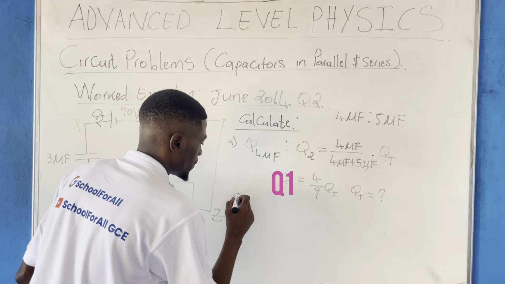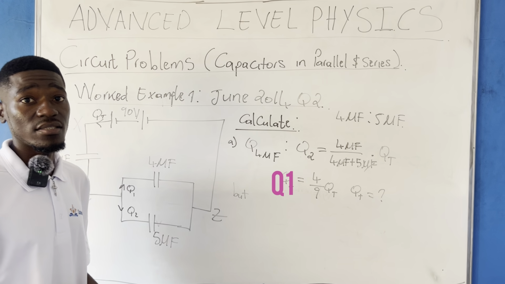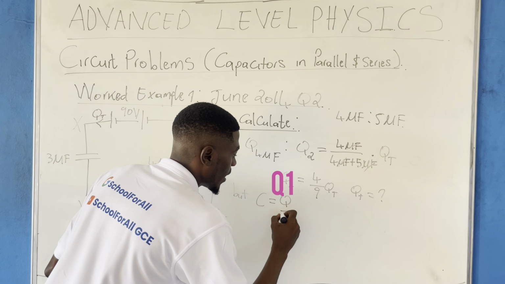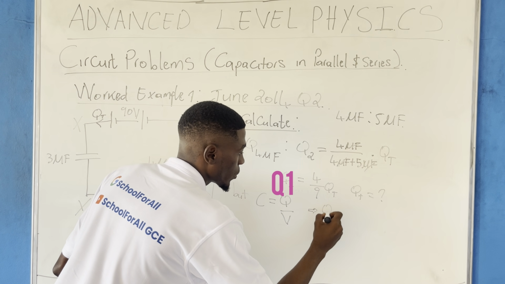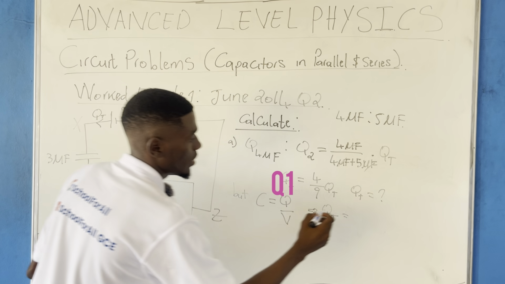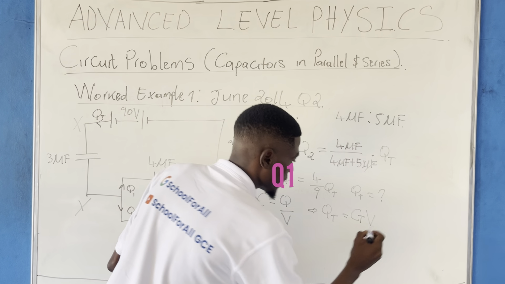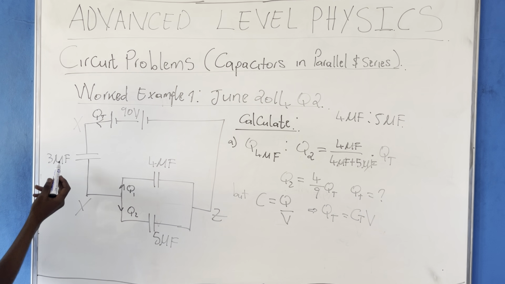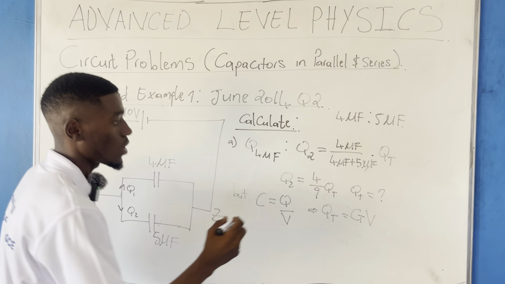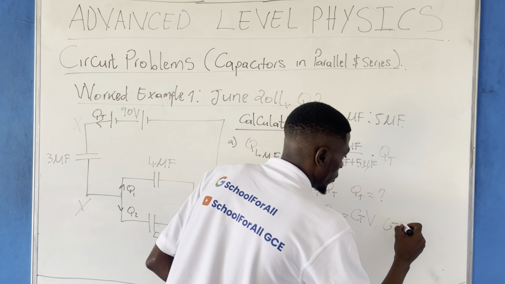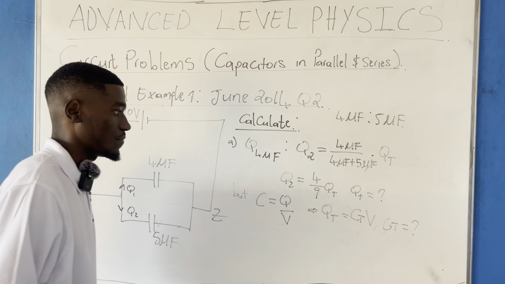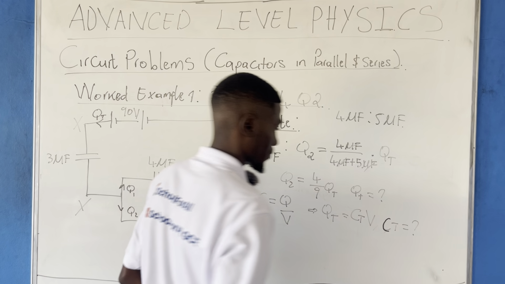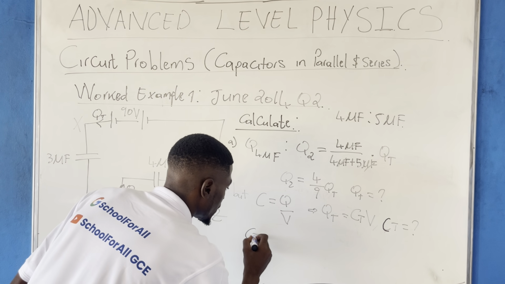But I know that from the formula of capacitance, C equals Q all over V. This implies my Q total is simply C total times the PD across the circuit. The PD is 90 volts. Do we have C total? No. So let us calculate C total.